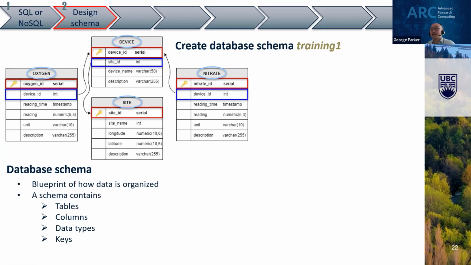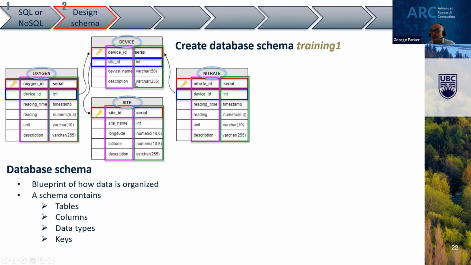I have foreign keys that link one table to another. For example, the device table is linked to the site table through this site ID foreign key. And I have data fields or data columns. And I have a data type to go with a data field. I want to say something about this reading here in this oxygen table.